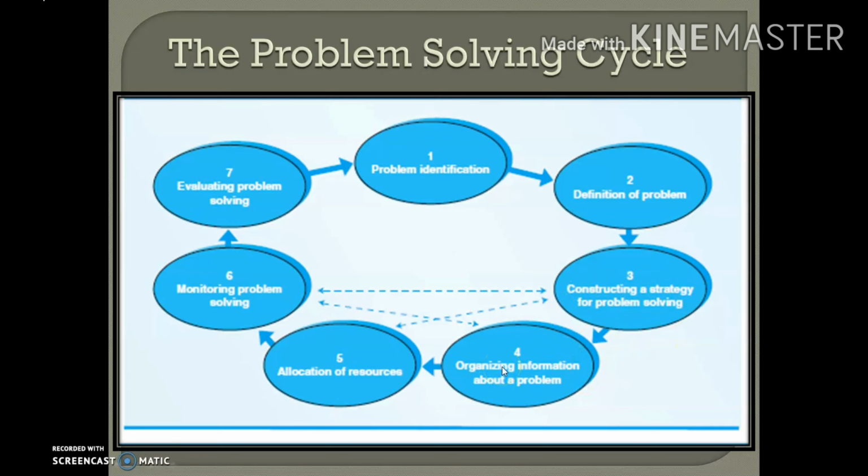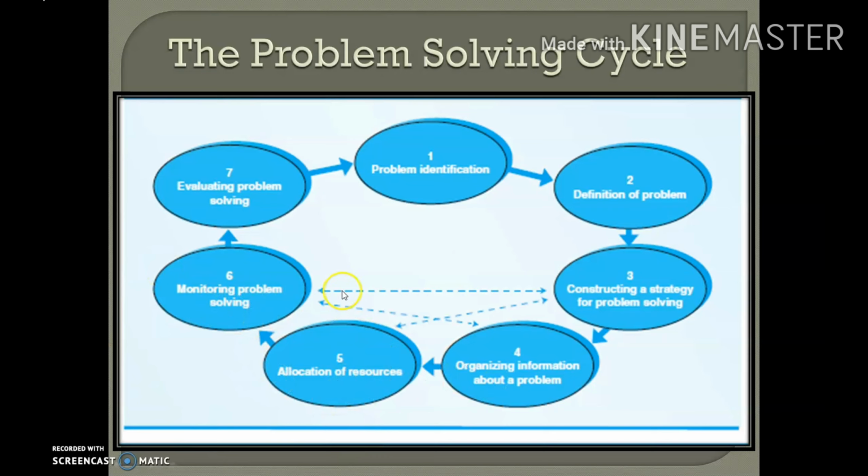And fourth, organization of information about a problem. How do the various pieces of information in the problem fit together or match together? And fifth, allocation of resources. How much time, effort, money, etc. should I put into this problem? Remember, the appropriate amount, not the extravaganza. Just something that fits into this problem.